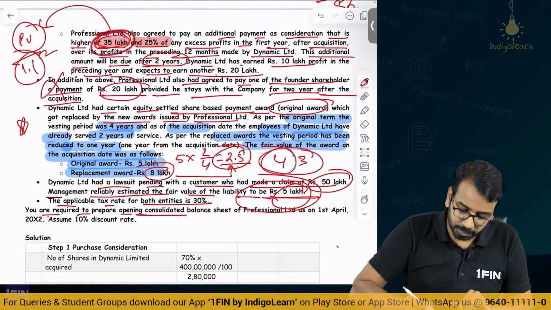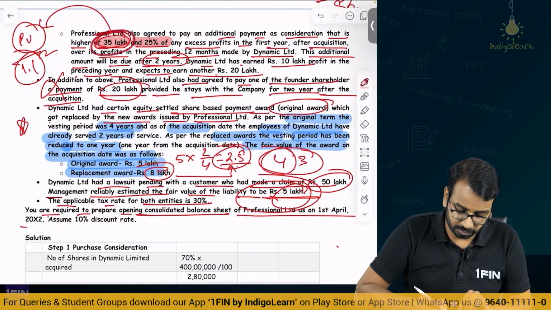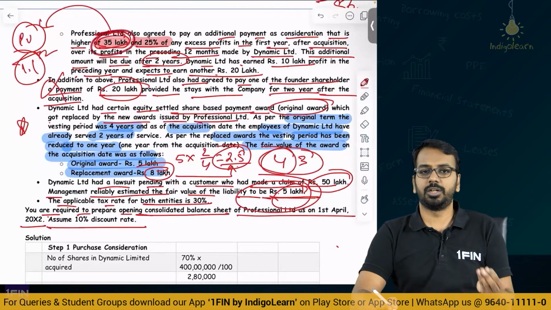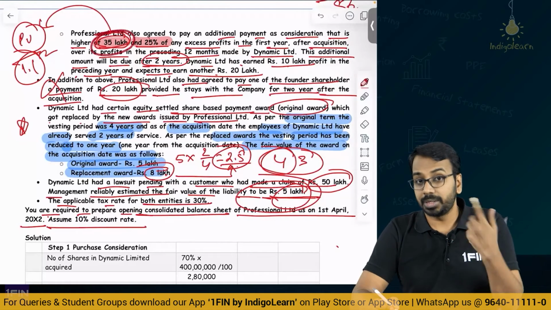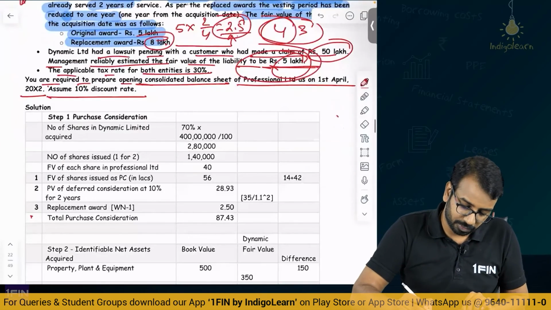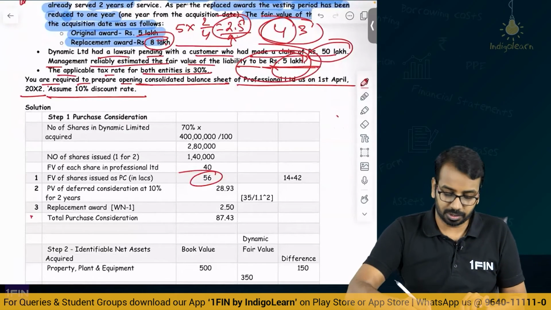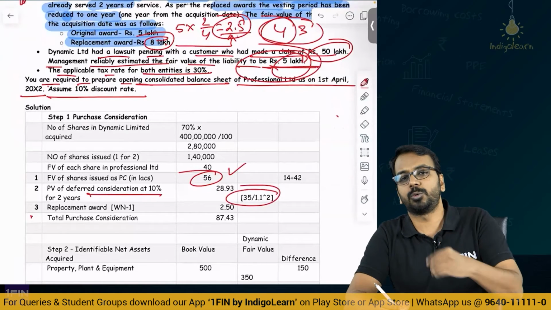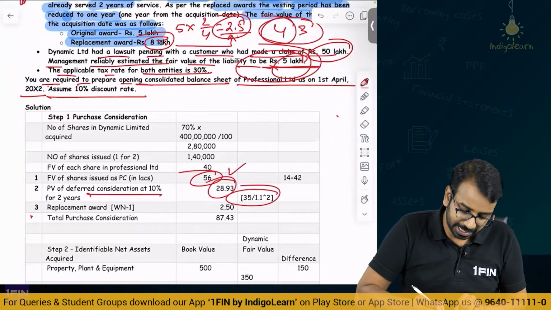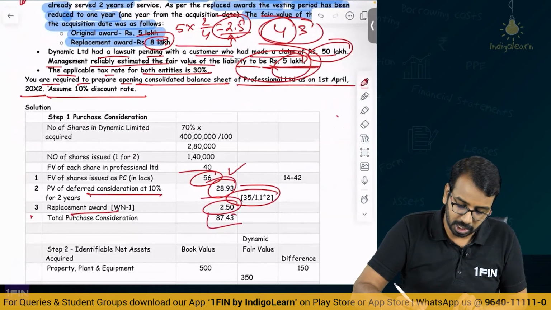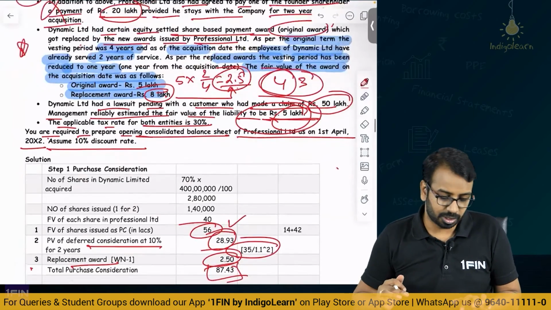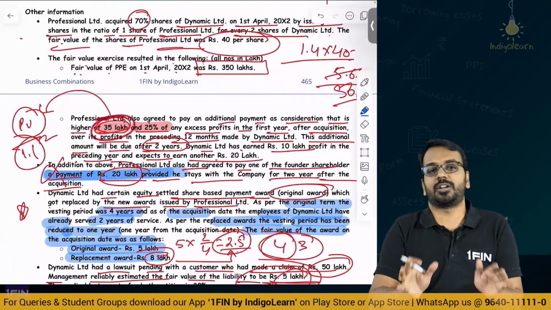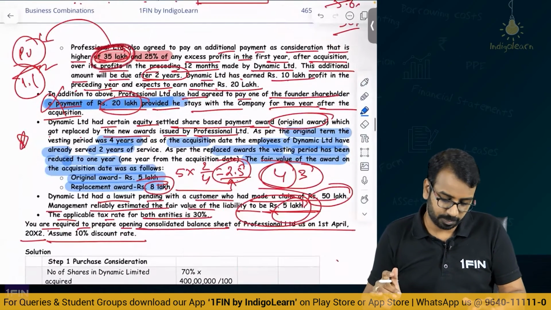You are required to prepare the opening consolidated balance sheet of Professional Limited on 1st of April, assuming 10% discount rate, right? Now here, what do we need to know? We need to know the purchase consideration. One is the 56 lakhs of purchase consideration for shares issued, which we have already calculated. Then deferred consideration 35 divided by 1.1 squared, which is 28.93. Replacement award 2.5, we have already calculated. All this becomes my purchase consideration. Please note, the amount paid towards employment is not a part of my purchase consideration. That is one thing you have to keep in mind, right?